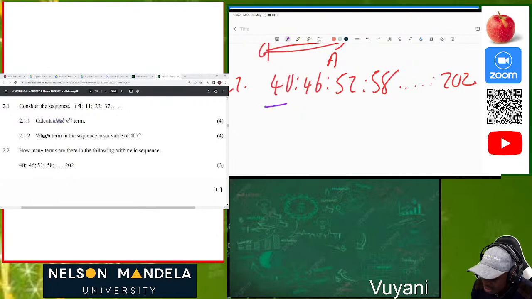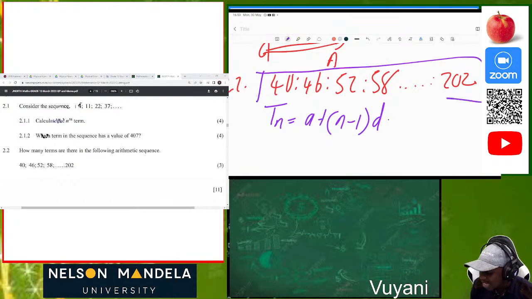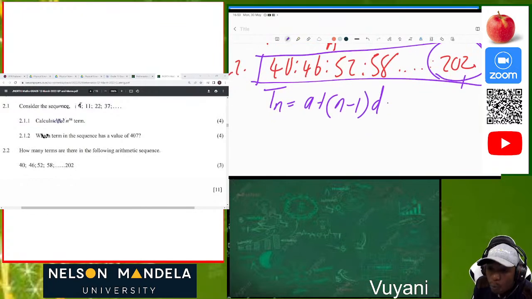We know that the general term is Tn is equal to a plus n minus 1 times d. Now they're asking how many terms are there? In the sequence which we have here, they gave us the last term. This will assist us to know how many terms are in the sequence. So we first calculate the Tn. What is our d? Our d will be 46 minus 40, it's 6. This will also be 6. Bear in mind that the arithmetic sequence has a constant first difference.